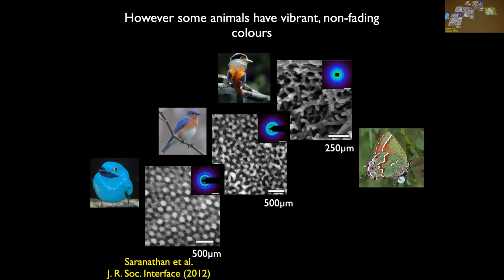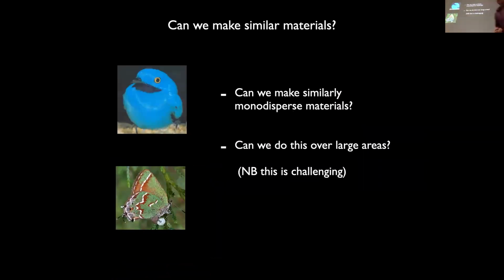We've got a strong ring. Up here, we've still got a relatively strong wavelength, and so we've still got a ring. When we get to the more random structure, you start to lose that ring in the top right one. So the challenge for us, basically, is can we make similar materials to these birds and butterflies? In particular, can we do it over large length scales? And this is the challenge.